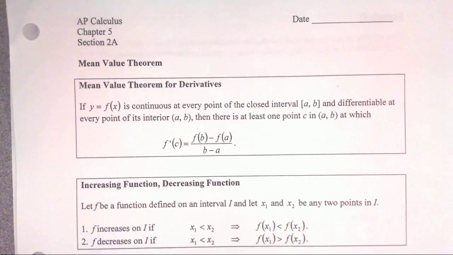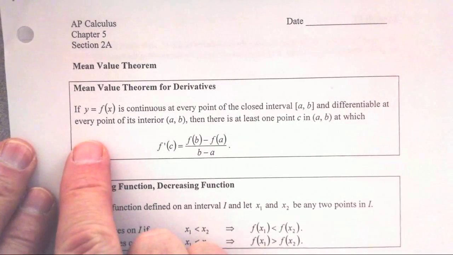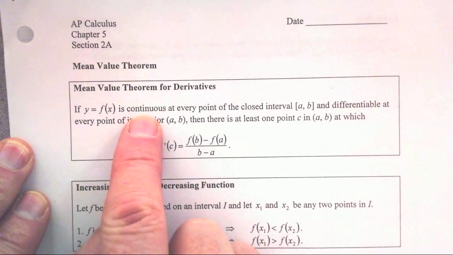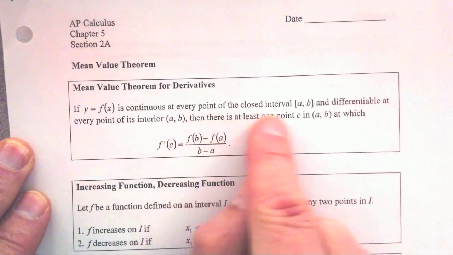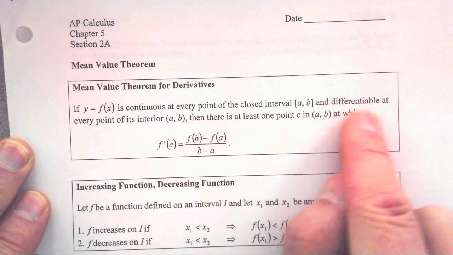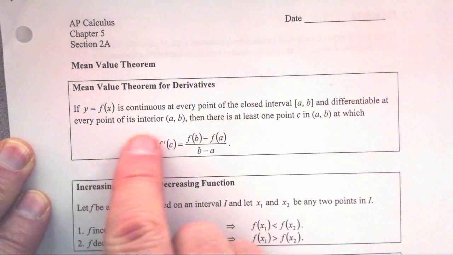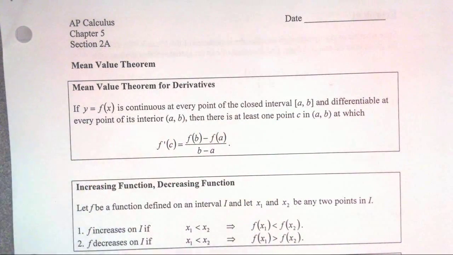Well, here's our mean value theorem here. It says if the function is continuous, pencil never lifts from the paper as we draw it, at every point of the closed interval from A to B, and it's differentiable at every point in that interior. In other words, we find the derivative, we look for points of non-differentiability. We look for when denominators are 0 or square root issues with negatives.